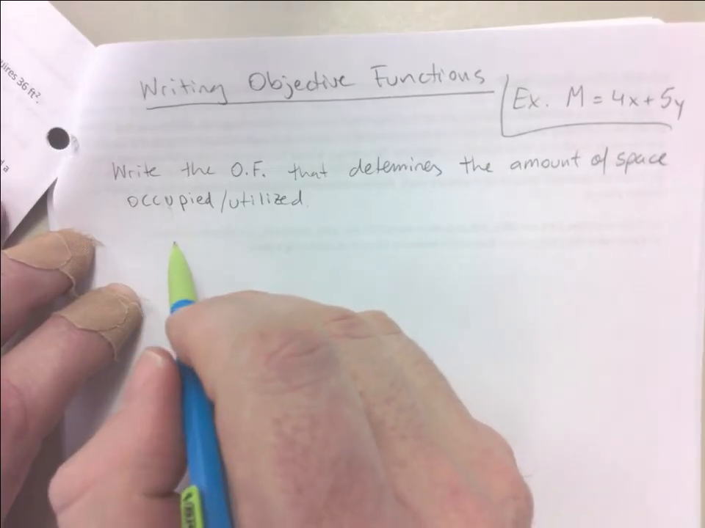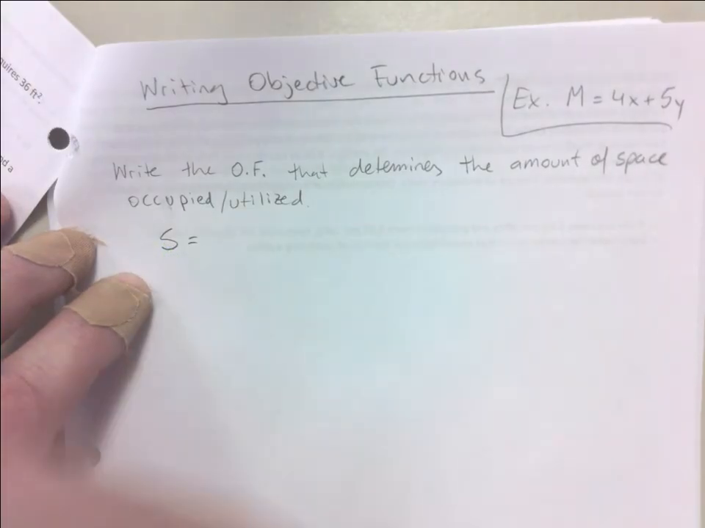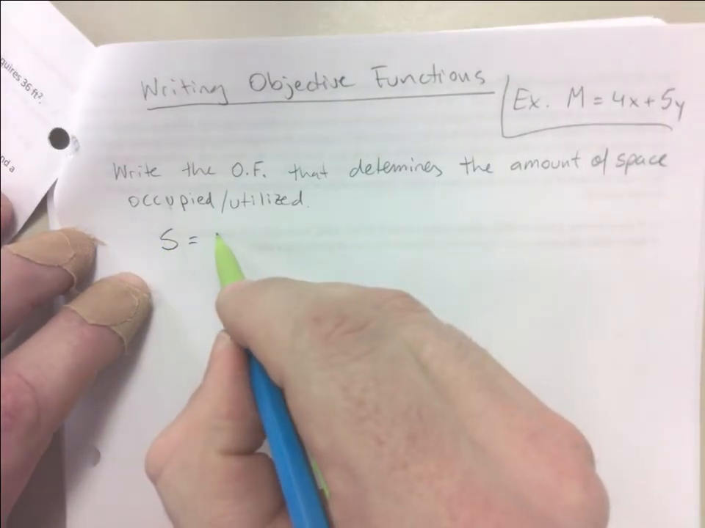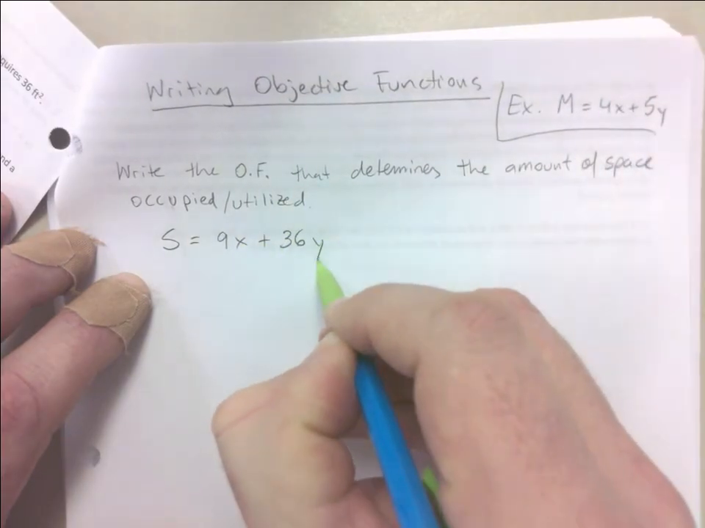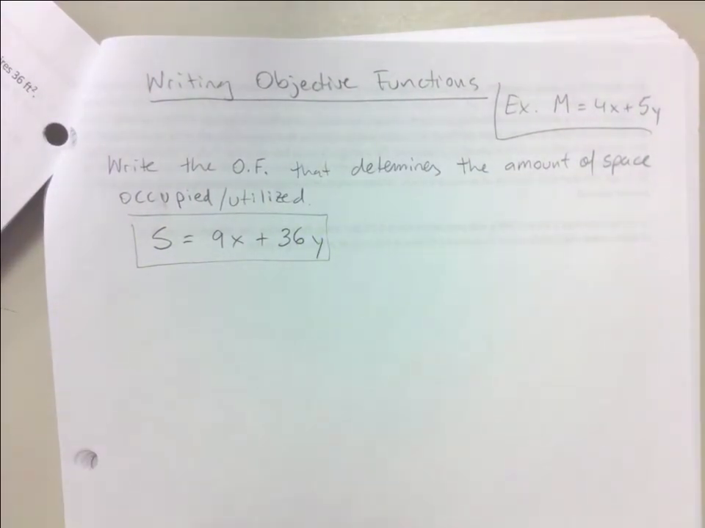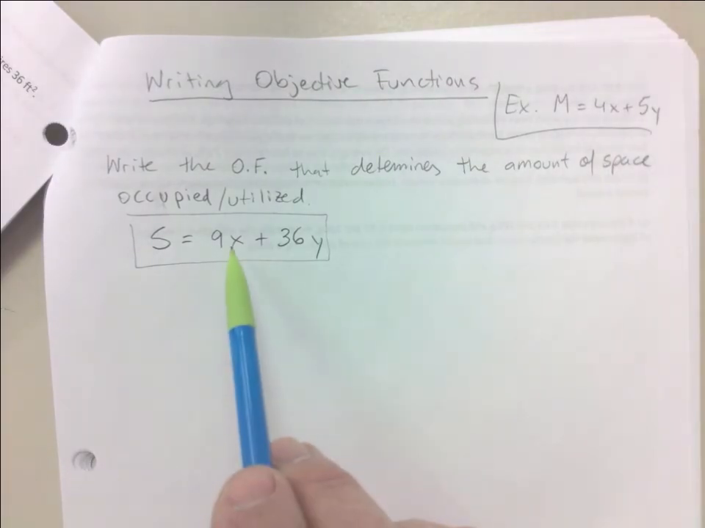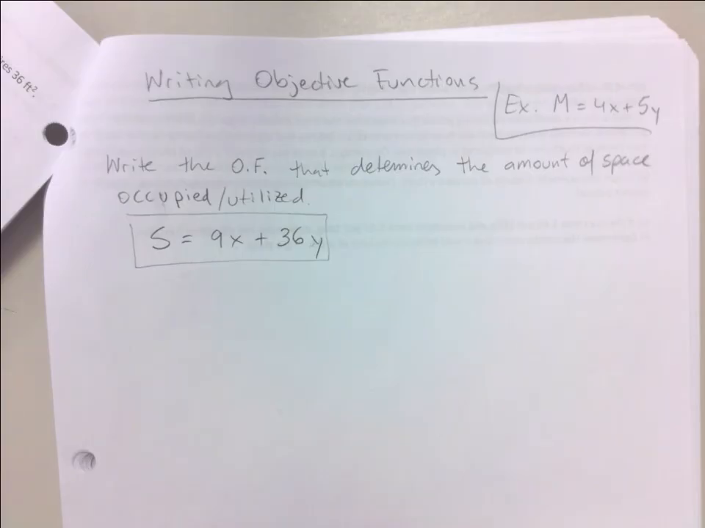All right. Space. I use the letter usually that goes with it. This space utilized at any given point is going to be, how much does a car need? 9x plus 36 for a bus. That's it. This would be the objective function that tells you how much space is being used up at any given point on our graph, guys, right? So if you have like 10 cars and 10 buses, it'd be 90 plus 360, right? You add that up, that's how much space is now being used up. So that is what we call the objective function. That's the one that allows you to figure out how much space is being used up.